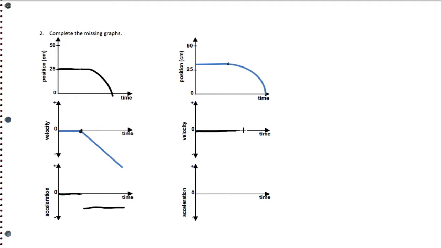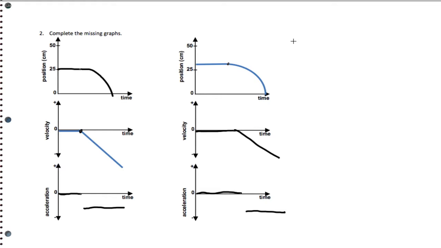Whoops. For a velocity graph, it's going to actually be like this. Okay, because we're going at a steady rate backwards. I apologize for that. And then for the acceleration, we have no acceleration, and then suddenly we have negative acceleration. So that is it for the graph problem.